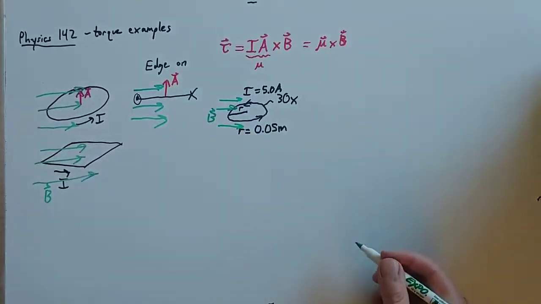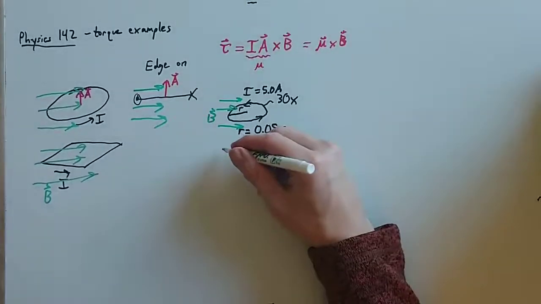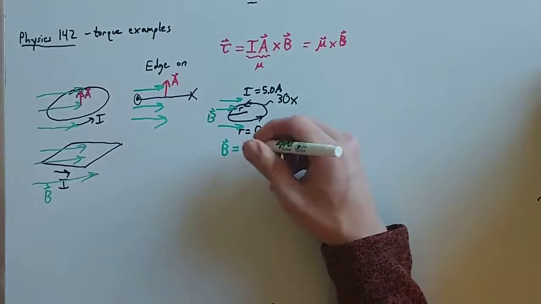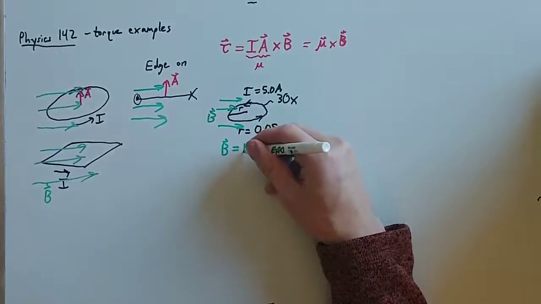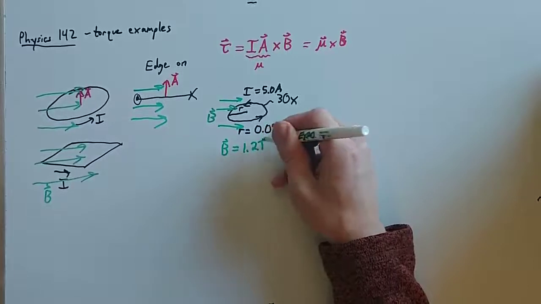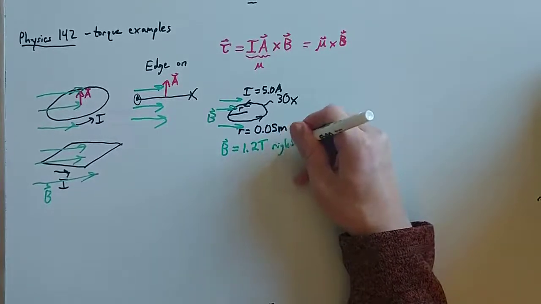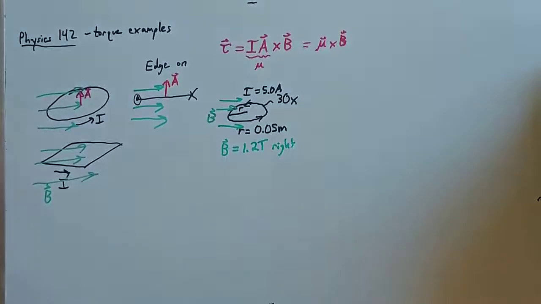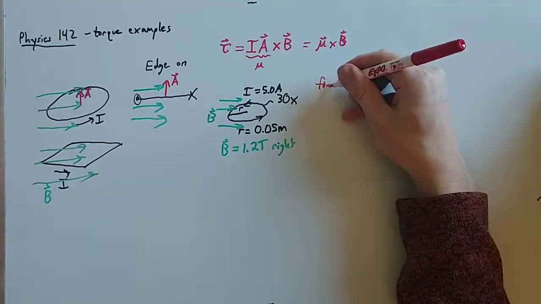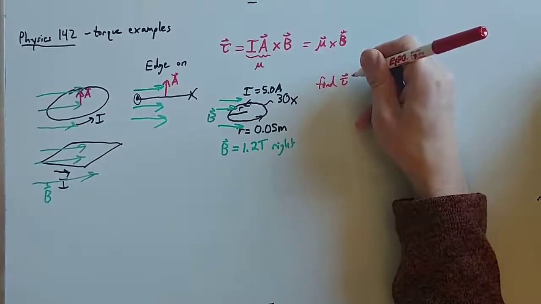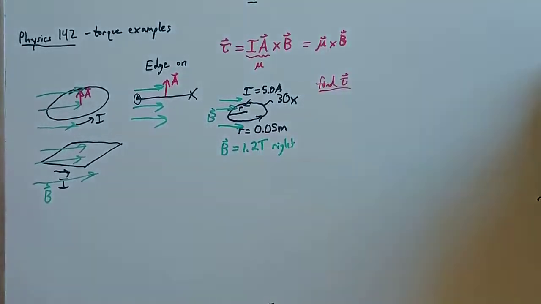And let's say that magnetic field is really strong. All right, so really strong. We'll say that B is 1.2 Tesla to the right. Okay, so that's a really strong magnetic field. And the question is, for this amount of current, if you have 30 turns, how much torque do you get? All right, so we want to find the torque on this loop. So how are we going to do that?